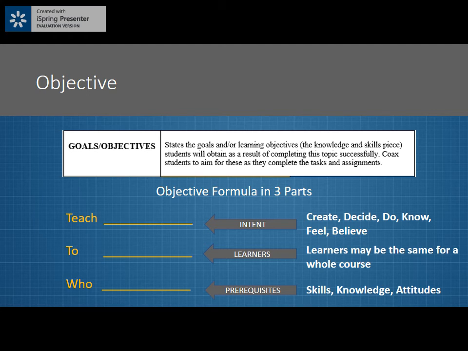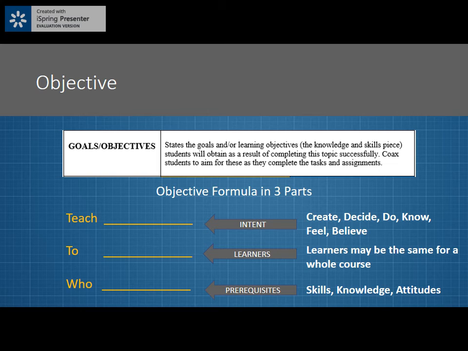Provided is an objective formula in 3 parts. We want to teach blank to blank who blank. All right, the first slot states what we want to teach. It's the intent. And this is where we use our verbs.